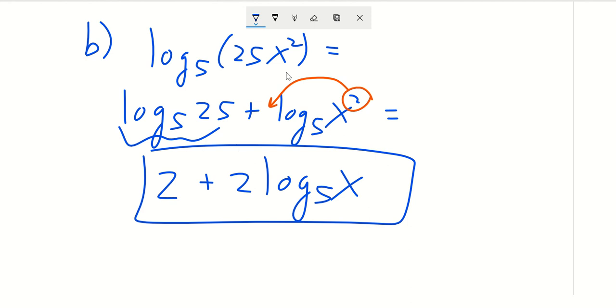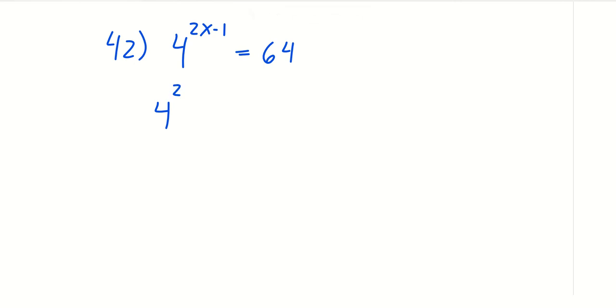Let's go ahead and take a look at the next example. In question 42, we now shift our attention to exponential equations. We want to solve 4 raised to the 2x minus 1 equals 64. This kind of exponential equation is one where we can solve it by rewriting both sides as a power of the same base. The left-hand side is already base 4, and one of the things that we know is that 64 is 4 to the third.